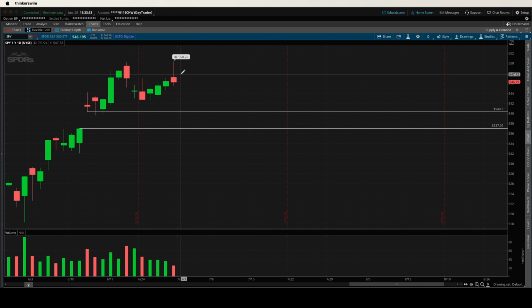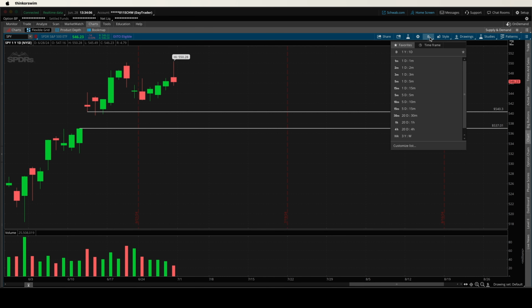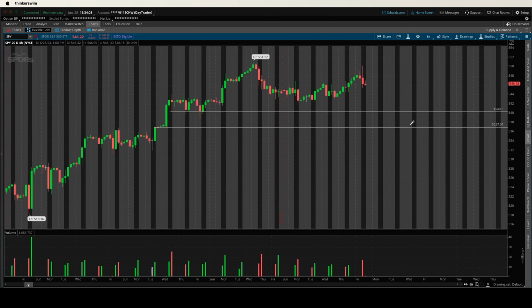Obviously, this gap might not be too relevant given it's so far away, but again, for the sake of this example, I'm just going to mark it out. Now then I go down to the 4-hour time frame.